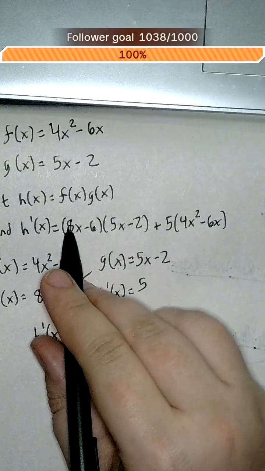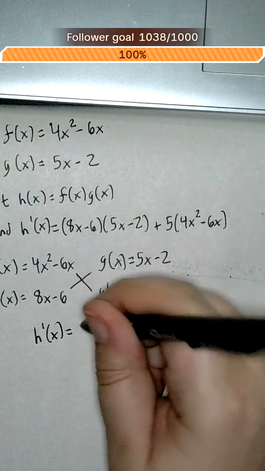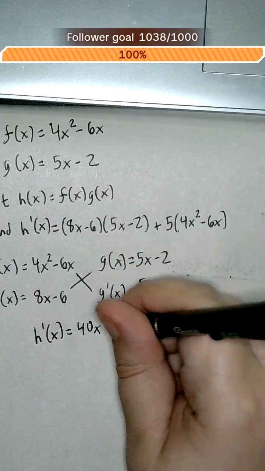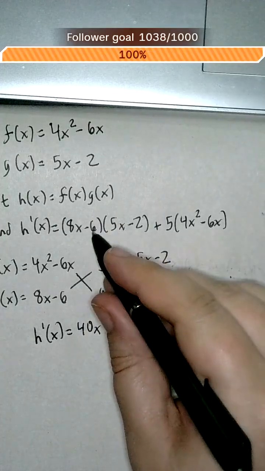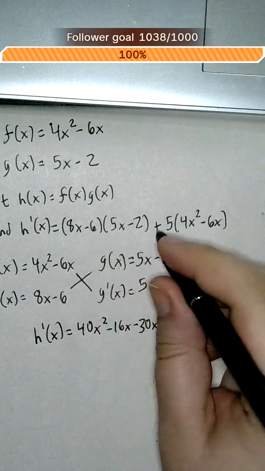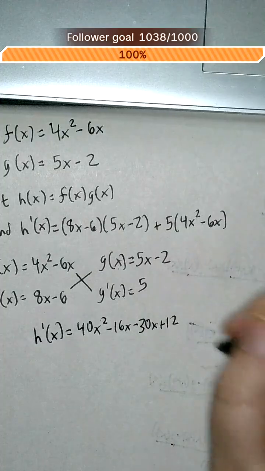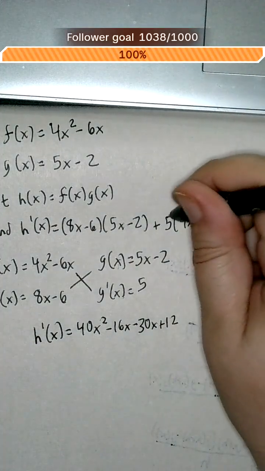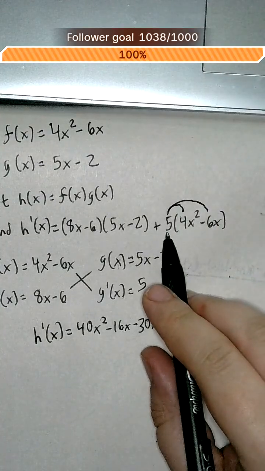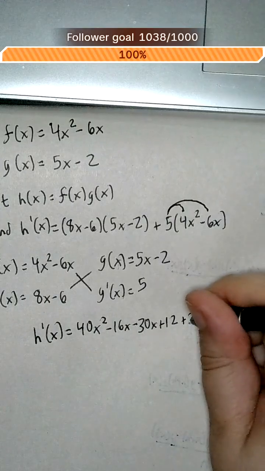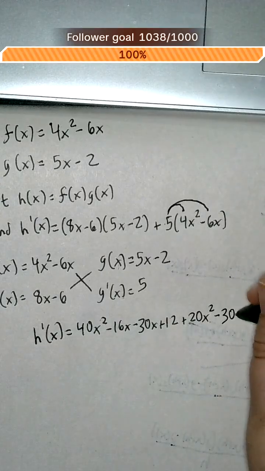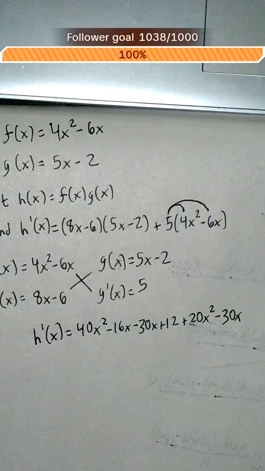is equal to, foiling that, I get 8x times 5x is 40x squared. 8x times negative 2 is negative 16x. Minus 6 times 5x is minus 30x. And then negative 6 times negative 2 is positive 12. And then from here, I'm just going to distribute that 5 everywhere. So 5 times 4x squared is plus 20x squared. And then 5 times negative 6x is negative 30x.